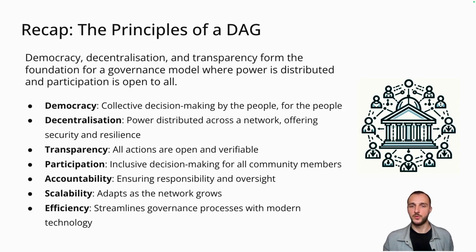Transparency is crucial in preventing corruption and building trust. By making every action open and verifiable, DAGs ensure that governance is visible to all. Participation is inclusive, allowing community members to engage directly in decision-making, which ensures that the system reflects a diversity of voices and is more responsive to community needs. With strong accountability mechanisms in place, decision makers are held responsible for their actions, reinforcing fairness and ethical governance.